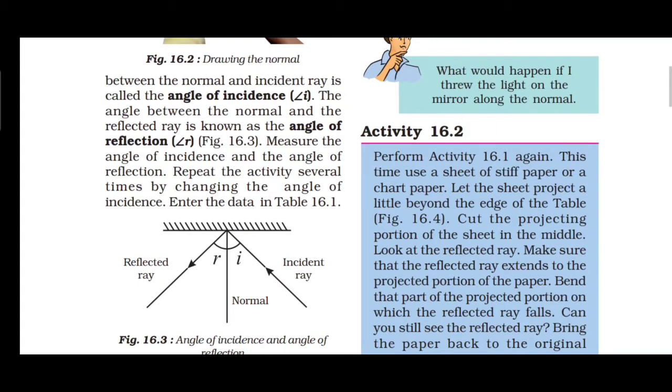The angle of incidence is always equal to the angle of reflection. So this is one of the laws of reflection. See the picture, the angles of incidence and reflection are equal. So we call that what? Laws of reflection. Then the incident ray, the normal at the point of incidence and the reflected ray all lie in the same plane.